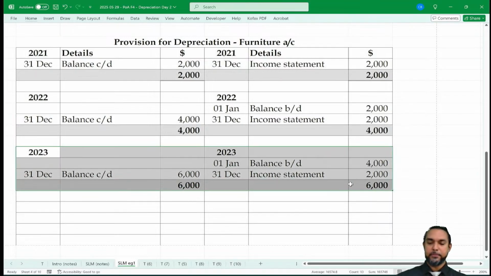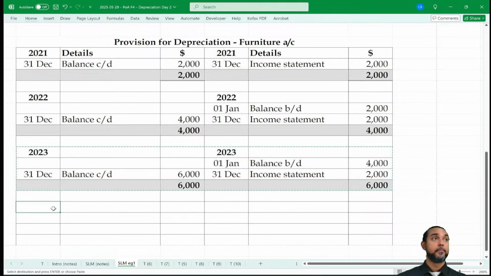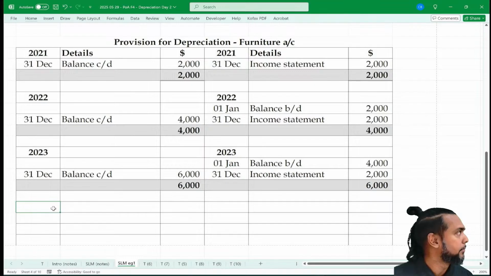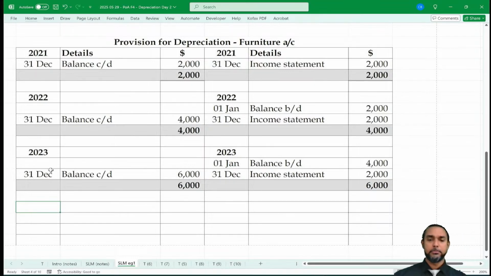And in 2024, oh, we've blanked off. Back up now? Yeah. Okay, thank you.